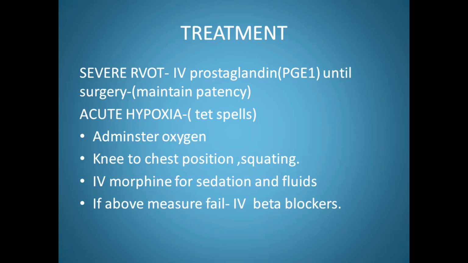So, the treatment. In case of severe right ventricular outflow tract obstruction, we give IV prostaglandin until surgery. IV prostaglandin will maintain the patency of the ductus arteriosus. So it is important for us to give IV prostaglandin and to keep the duct patent. And for acute hypoxia and TET spells, we administer oxygen. Knee to chest position or squatting position can be done. IV morphine for sedation and fluids. If the above measures fail, we go for IV beta blockers.